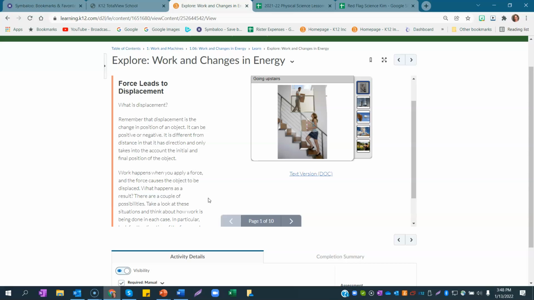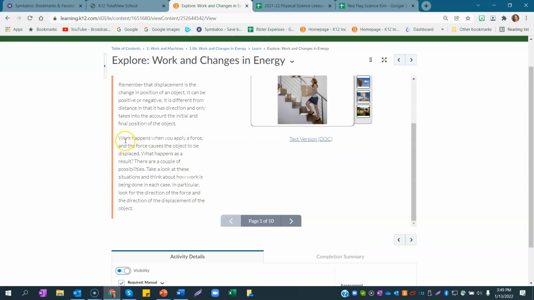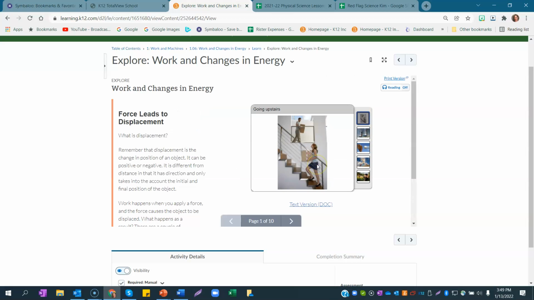We know displacement is taking into effect the change of the position of the object, right? And when does work occur? Second question, guiding question 2. Work happens when you apply a force and the force causes the object to be displaced. Very important. We got guiding question 1 and 2 answered, but if you're answering the question, you don't have to put it in your notes. Some of these images might be a good idea to add.